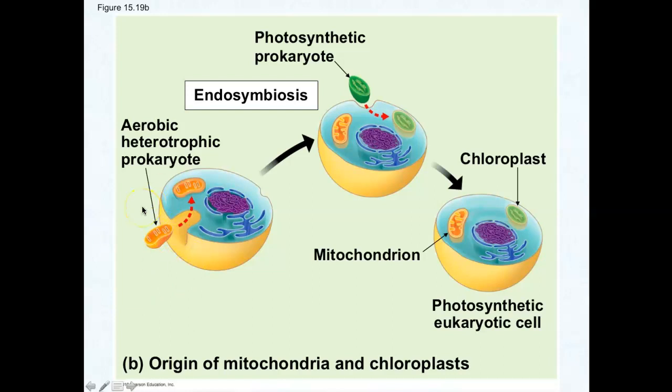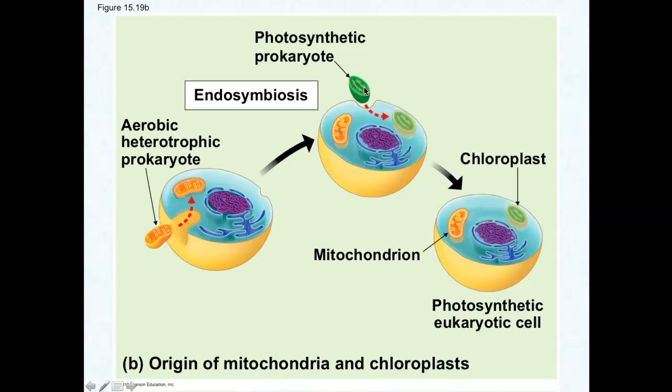So the theory states that these free living cells, these prokaryotic cells, entered into a larger host cell, kind of like a parasite entering into a host. But the presence of the mitochondria was beneficial for the host because it cranked out ATP. So now this larger cell gets more ATP than it would have otherwise. The same is true for the chloroplast.